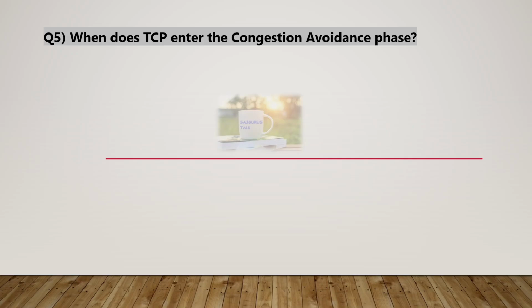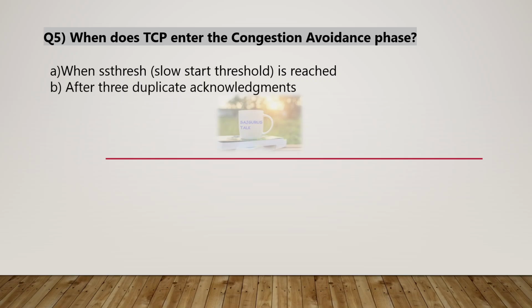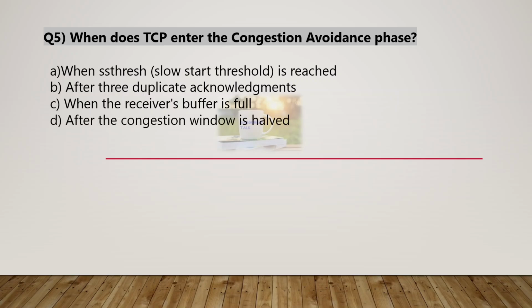Fifth one. When does TCP enter the congestion avoidance phase? The options are when the slow start threshold is reached, after 3 duplicate acknowledgements, when the receiver's buffer is full, after the congestion window is halved. So TCP transitions from slow start to congestion avoidance once the congestion window size exceeds the slow start threshold. So the answer is A.